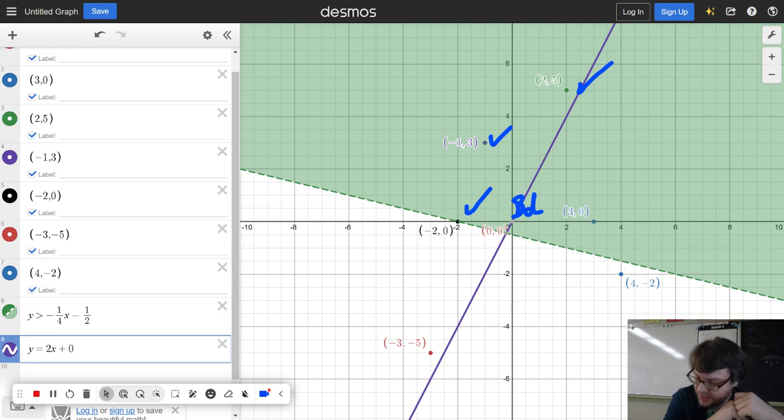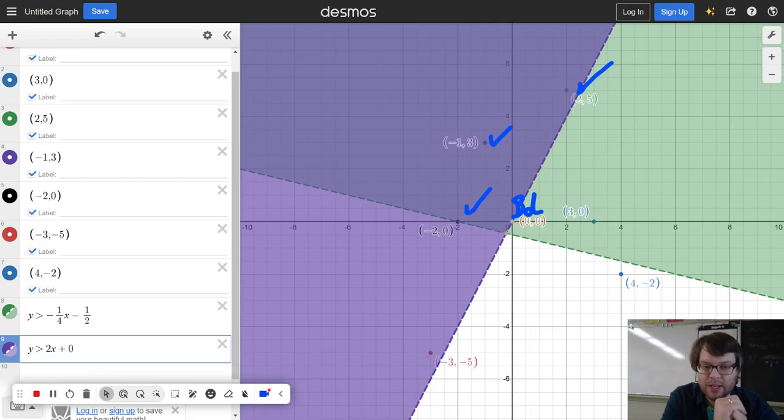Okay? And it doesn't say anything about the other points. It doesn't tell me anything about the other points. So they might be solutions or not. So what I'm going to do is I'm going to change this to being greater than 2x. And now you can see that the 3 points that are shaded are the ones that I had checked off as wanting to be solutions.